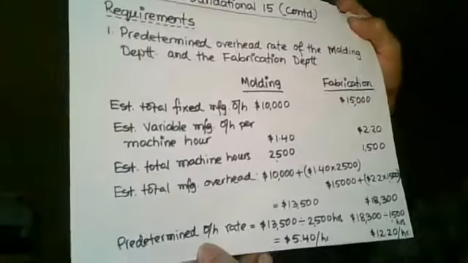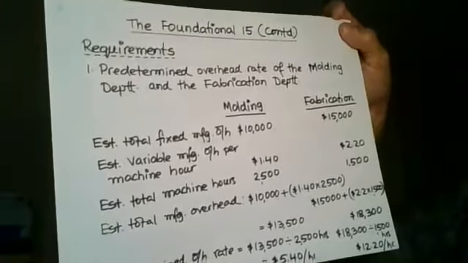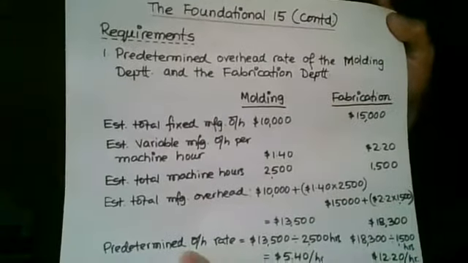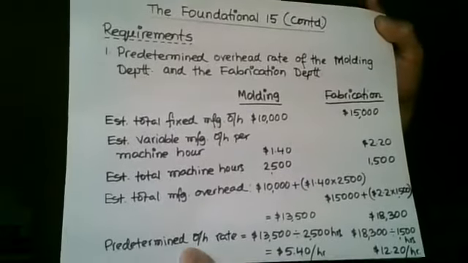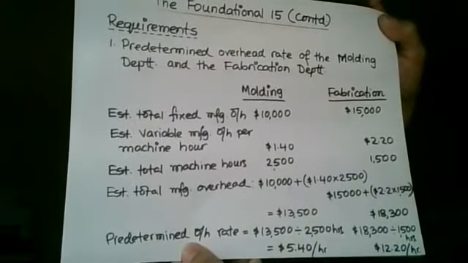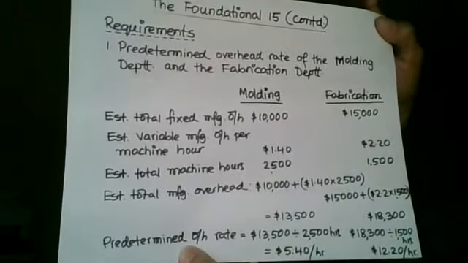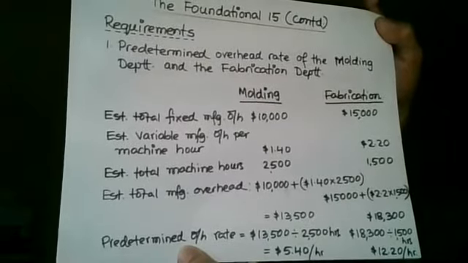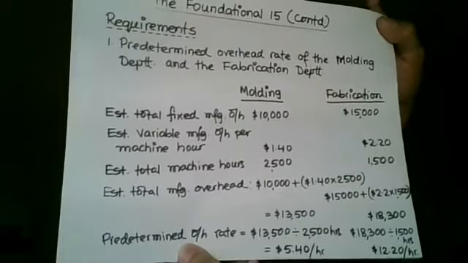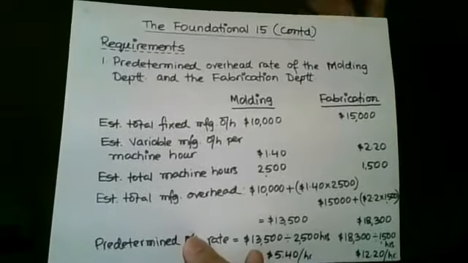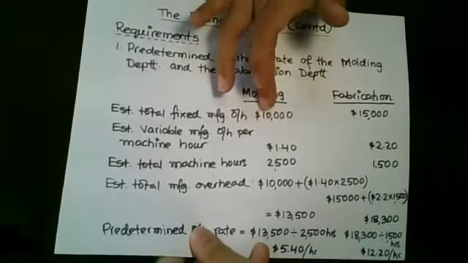Our first requirement was to find out the predetermined overhead rate for the molding and the fabrication departments. So what do we need to do? We need to find the estimated fixed overhead and the estimated variable overhead rate, and multiply it by the number of hours. So the equation is going to have $10,000 as fixed. That's our A, plus BX. What is B? Beta is $1.40, and X is 2,500 for the molding department. Can you see? That's our fixed overhead, $10,000.